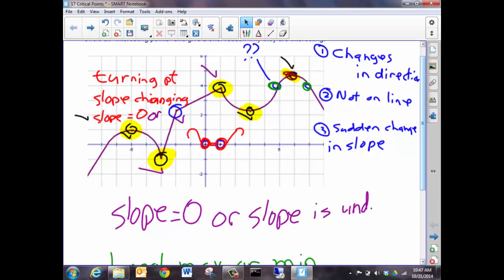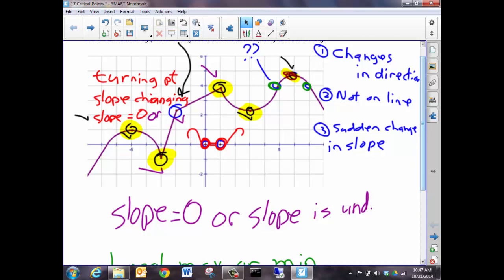What about this point right here? Is it a local max? Is it a local min? Is the slope undefined? Did I just discredit what I just said? What's happening there? Listen to what I said again. For it to be a local max or min, the slope has to be 0 or undefined.